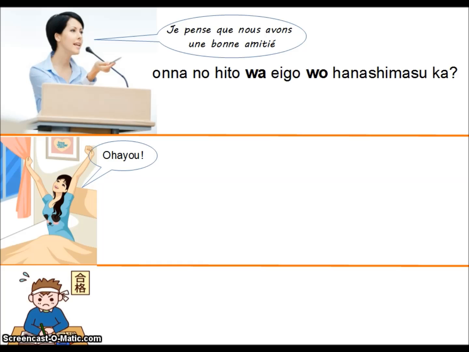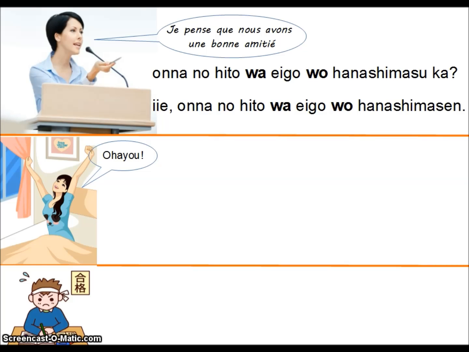So the woman here is saying, je pense que nous avons une bonne amitié. That's not English. No, that's not. So the answer to this question is, iie, onna no hito wa eigo o hanashimasen.